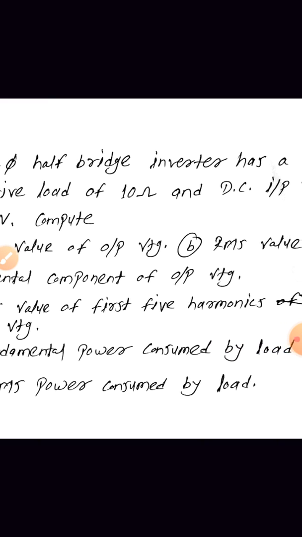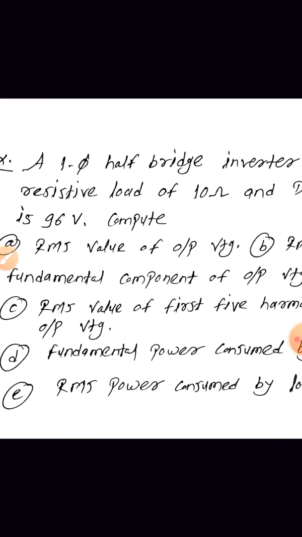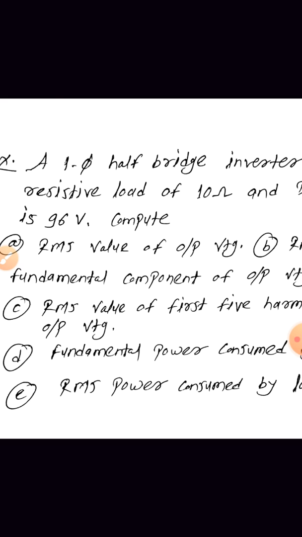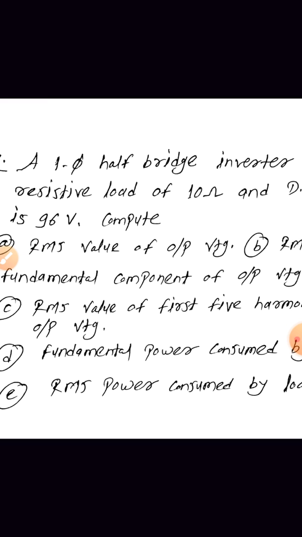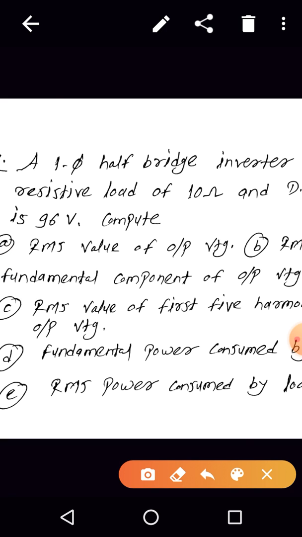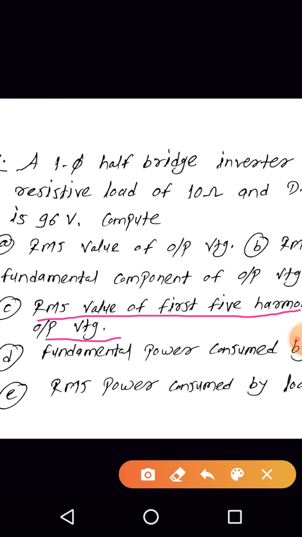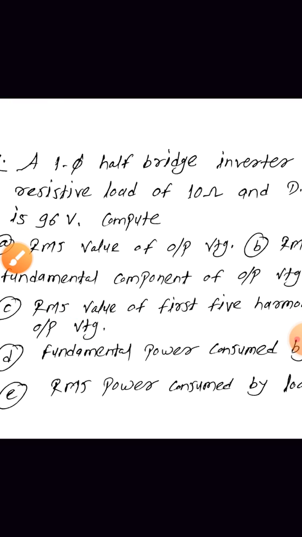Third, the RMS value of the first 5 harmonics of output voltage. Be careful, the fundamental is not a harmonic. Apart from the fundamental, whatever components are present in the output voltage are the harmonics. So after the fundamental we have the third, fifth, seventh, ninth and 11th harmonics. So for the third bit we need to find V03 RMS, V05 RMS, V07 RMS, V09 RMS and V011 RMS.